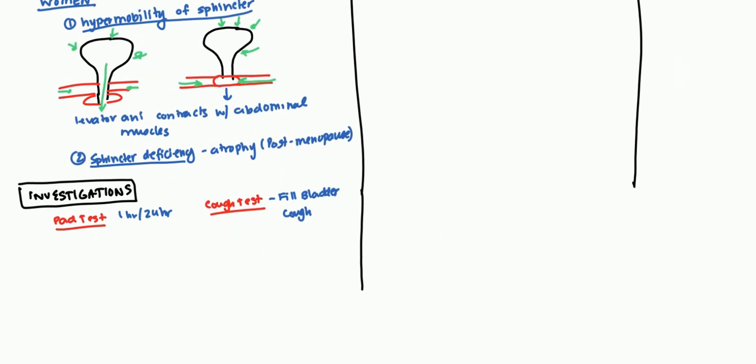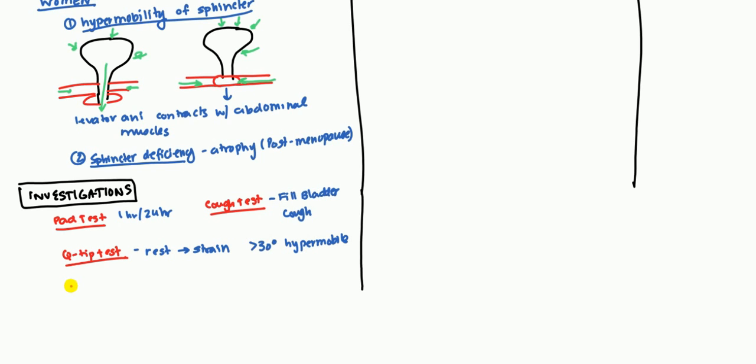The other one is going to be a Q-tip test. Q-tip test primarily checks for hypermobility of the sphincter. And so what you do is you put a Q-tip into the urethra up to the bladder, and then you look at the degree at rest, and then you ask them to strain. So maybe you ask them to contract their abdominal muscles or cough. And if the change between rest and strain is more than 30 degrees, then that's diagnostic for hypermobility. If it's less than 30 degrees, then they probably don't have a hypermobile sphincter.